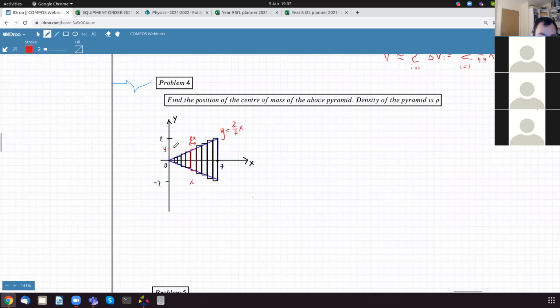Now, the position of this slab is xi. And as you know, the center of mass is equal to m1 x1 plus m2 x2 plus etc. plus mn xn, divided by m1 plus m2 plus etc. plus mn.